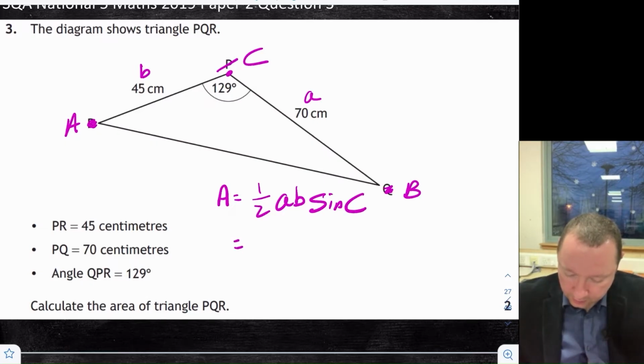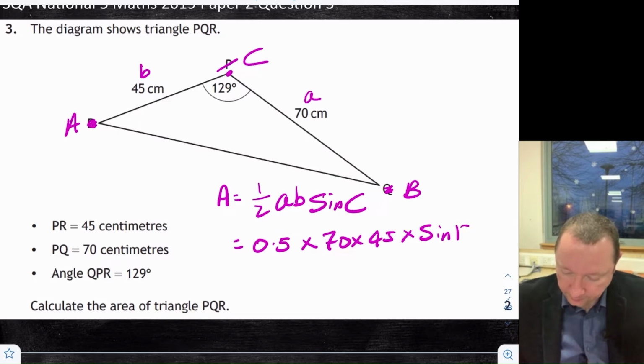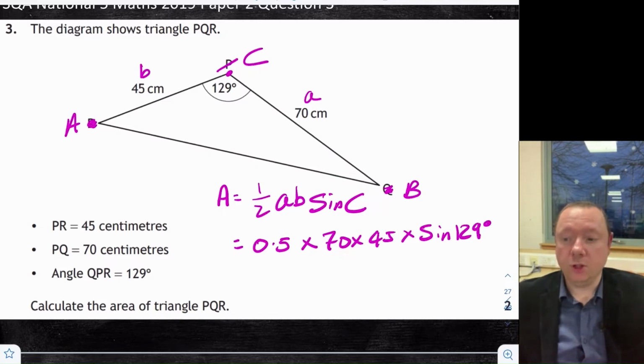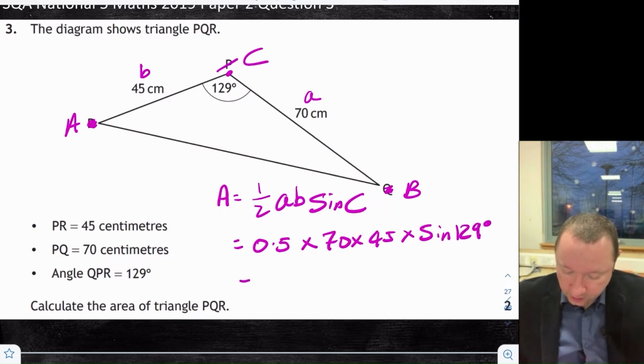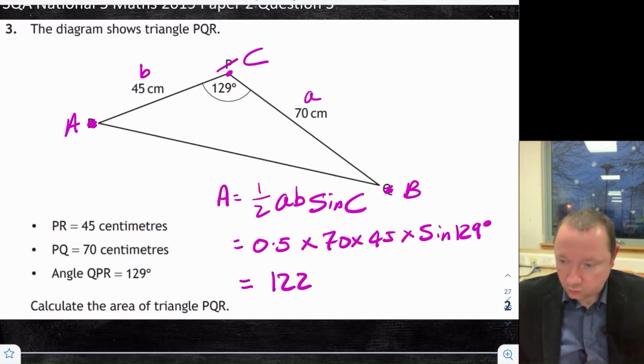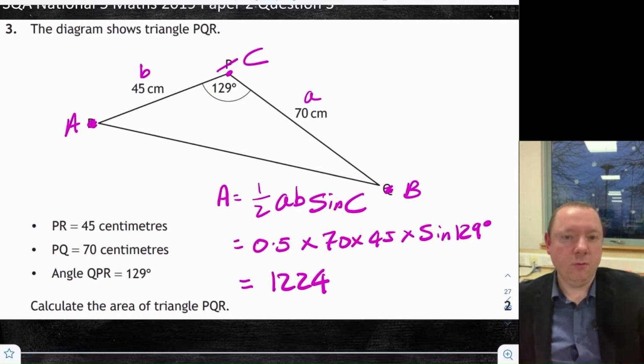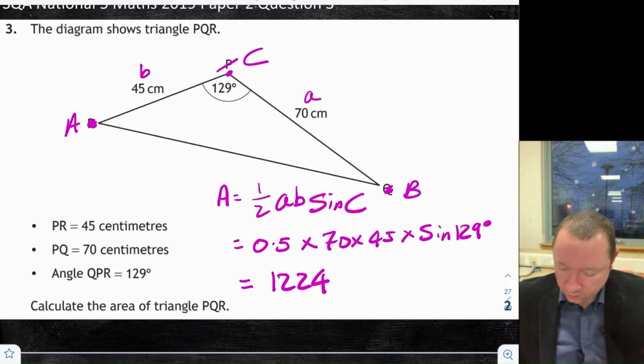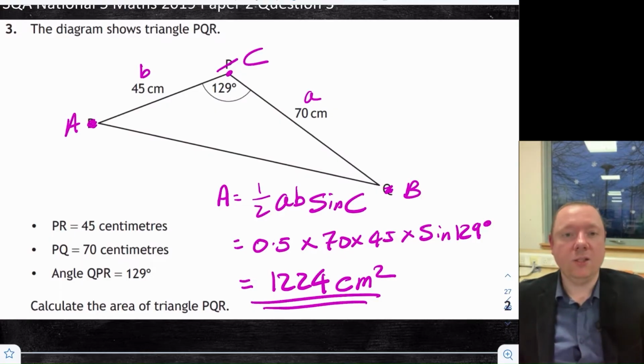So for a mark, 0.5 times 70 times 45 times the sine of 129. You get a mark for the substitution, and then a mark for the final answer. You just get your calculator out and do 0.5 times 70 times 45 times sine 129 in the calculator, and you will get 1224.004. So that would be fine to leave it as 1224 square centimetres.